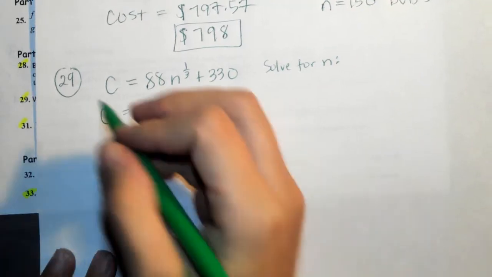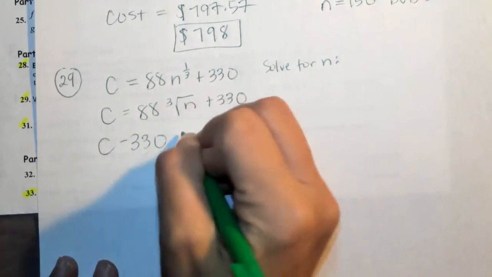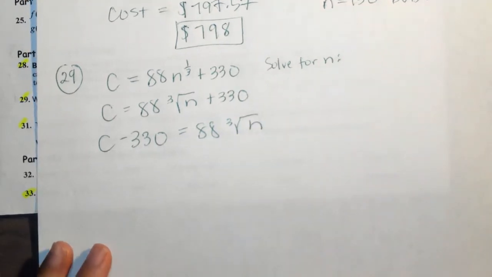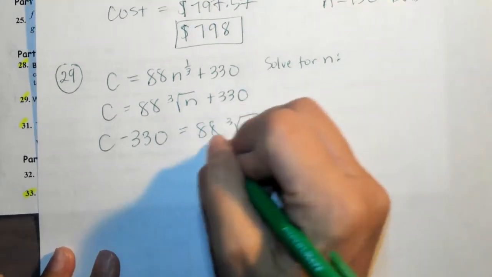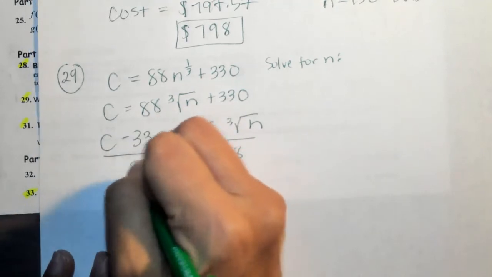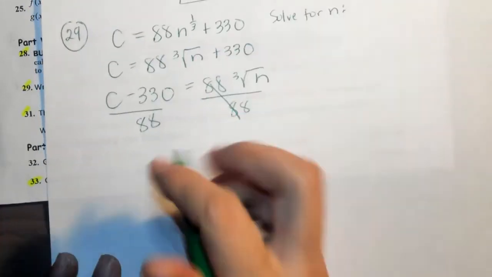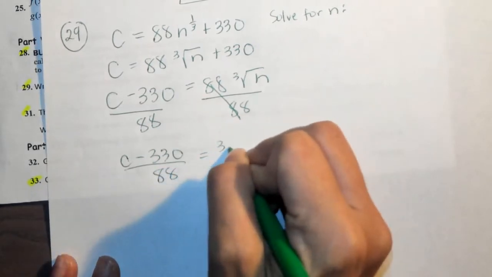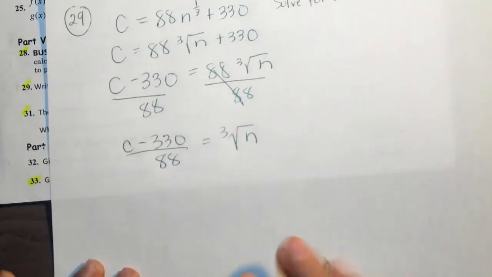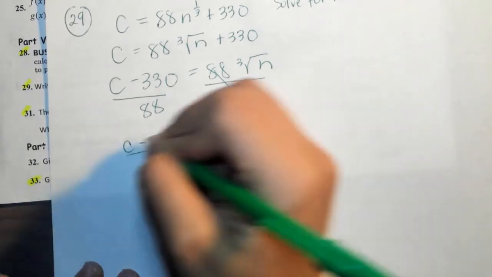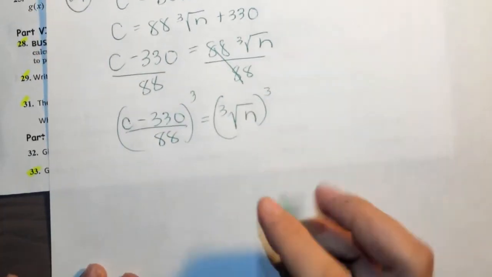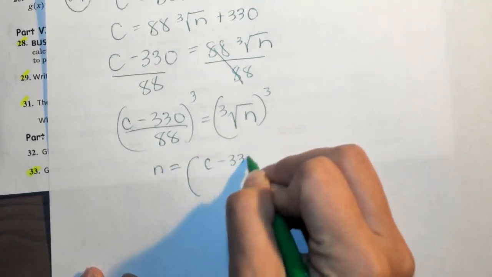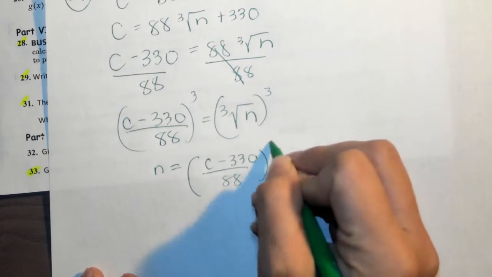So then I'm going to go ahead and subtract 330. So then I have the cube root of n, like that. And then I'm going to divide by 88. So I have your cost minus 330 divided by 88 equals the cube root of n. And then if I want to get n by itself, I'm going to cube both sides. So I have n equals C minus 330 over 88, cubed.